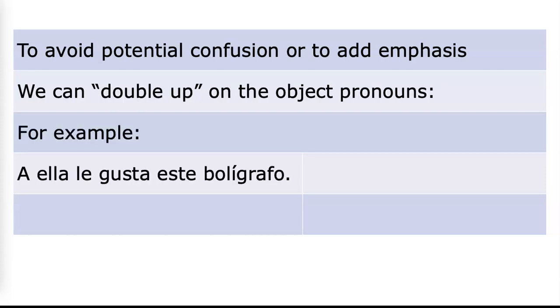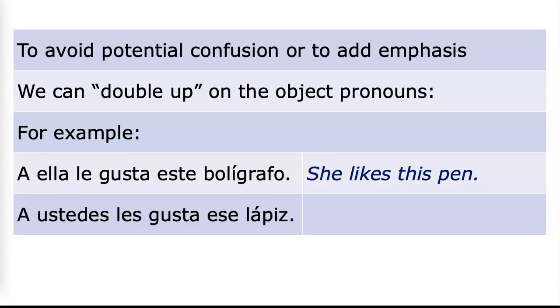For example, look at this sentence. A ella le gusta este bolígrafo. She likes this pen. Now notice, in addition to le gusta, we preceded it with a ella. Ella shows us that we're talking about her, that is she who likes this pen. A ustedes les gusta ese lápiz. You all like that pencil. Again, by adding a ustedes, we clarify that les refers to you all.